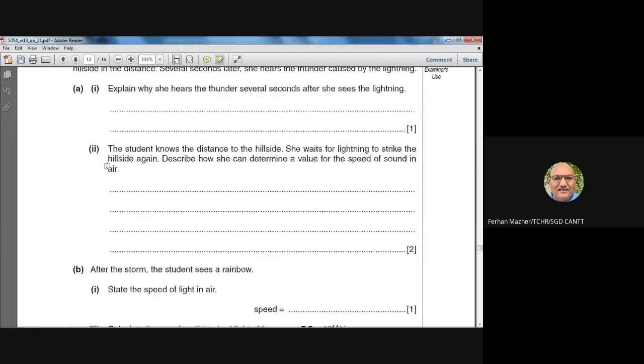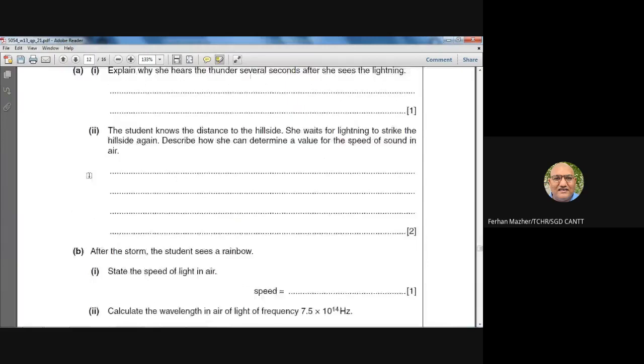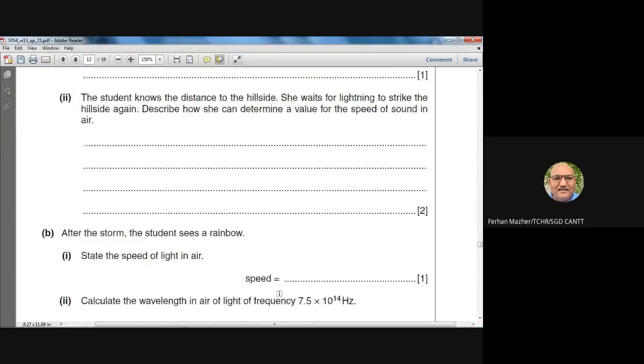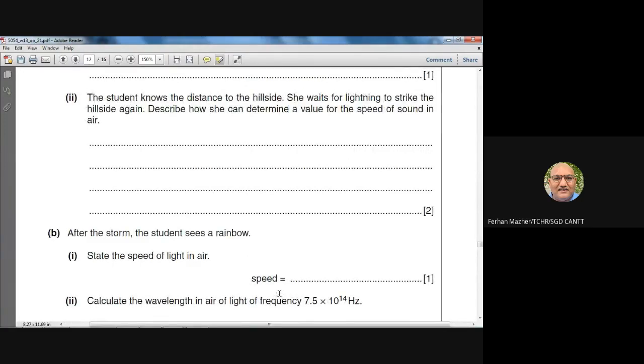So, 10A second part. The question is: the student knows the distance to the hillside. She waits for lightning to strike the hillside again. Describe how she can determine a value for the speed of the sound in the air. You see, it's very simple. If she has a stopwatch, when she sees the lightning, she should start the stopwatch. And when she hears the thunder, she should stop the stopwatch.